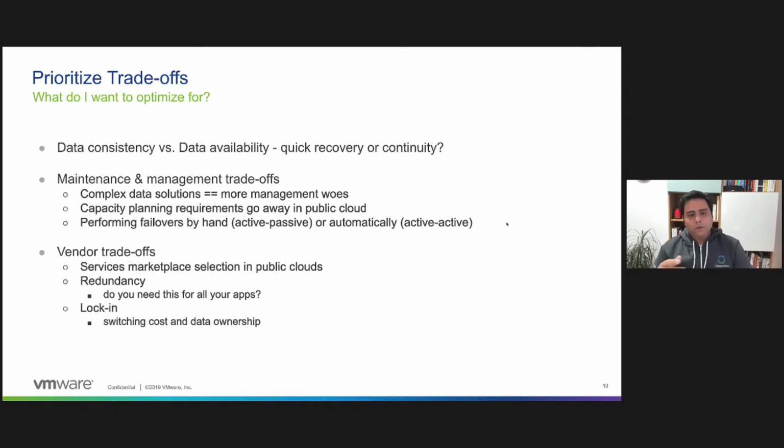And then the last thing is around ownership. What sorts of switching costs and what sorts of data ownership constraints do you want to work against? Like, for instance, are you happy to hand over your data to one of the public cloud providers?